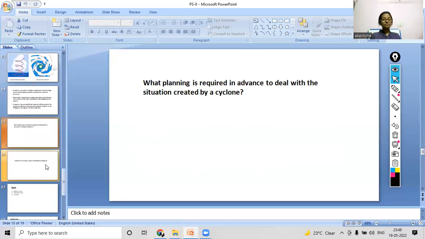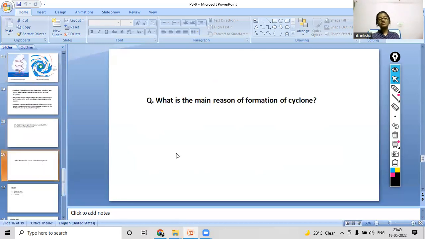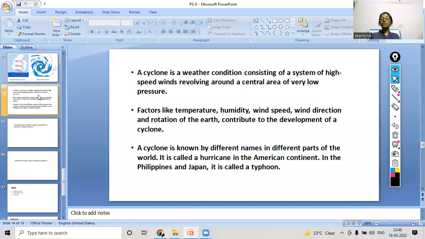So now coming to the last question for this topic. What is the main reason for the formation of a cyclone? As we discussed, there were 5 reasons, right? Okay, so what is the main reason here? What happens is when a certain area is having a low pressure region, this is causing the wind speed to be faster, causing a cyclone. So this is one of the main reasons.